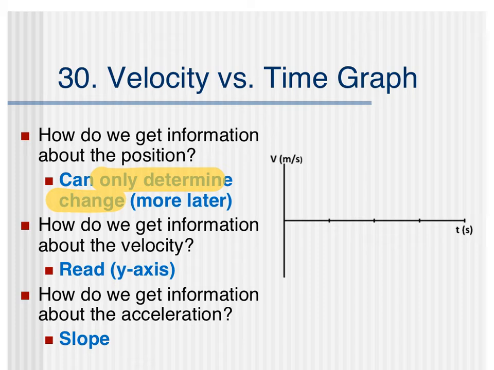Moving on to the velocity. So this is a velocity versus time graph. We see that on the y-axis there. So how do we get information about the velocity? We simply read the y-axis. Just like we did with the position graph, we read the axis to get information about the position. With the velocity graph, we're going to read the graph to get information about the velocity. And then, how do we get information about the acceleration? We're just looking at the slope.